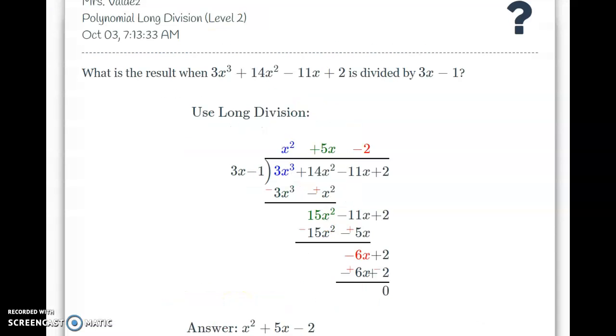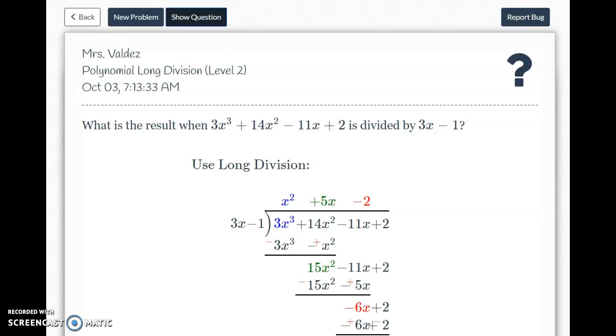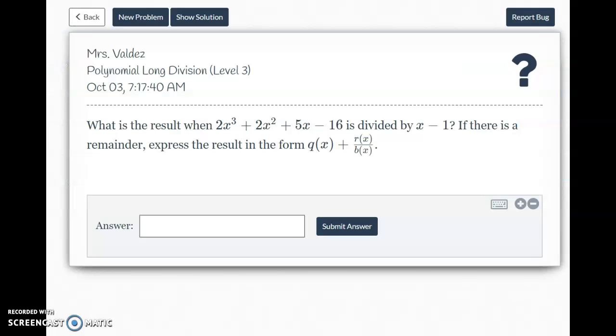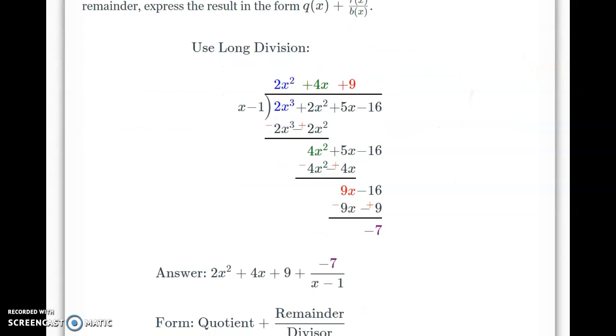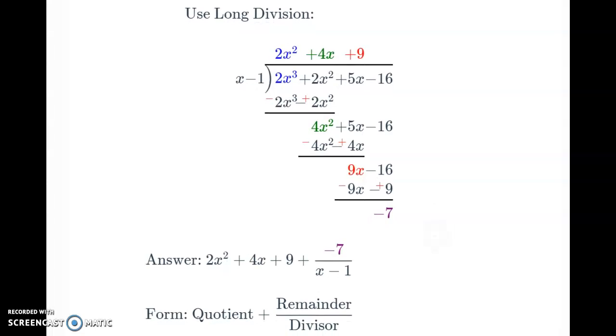Now if I go back to Delta Math, I'm going to go to a new level. This next one says, what is the result when this is divided by this? So it's the same thing. The only difference is now we're going to get a remainder. So if you look, we got a remainder of negative 7 for this example.